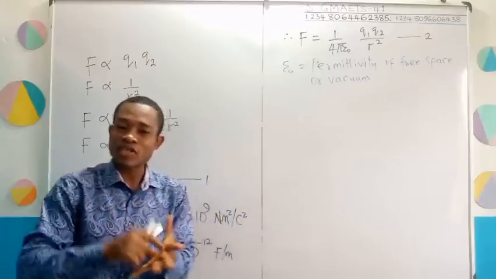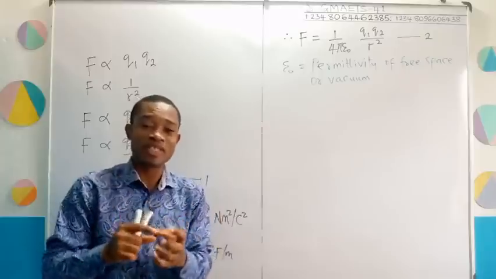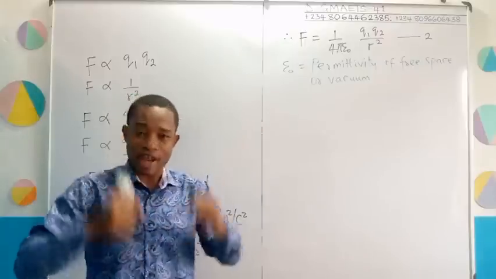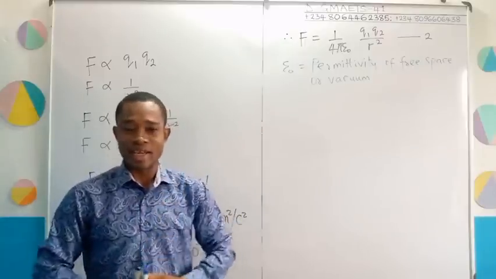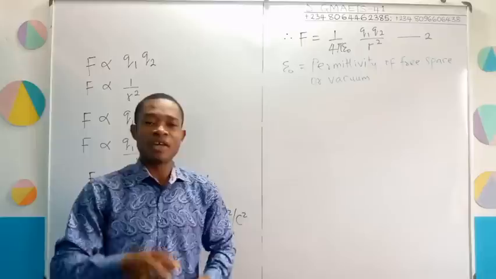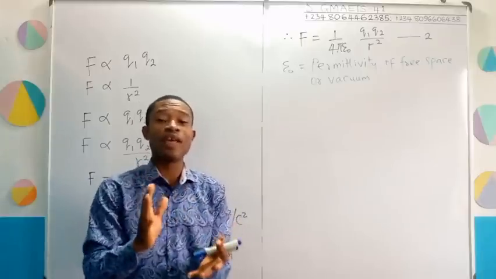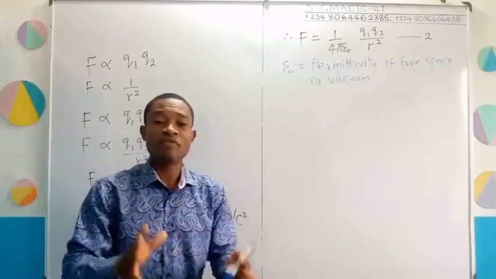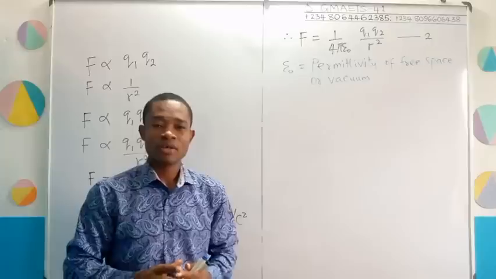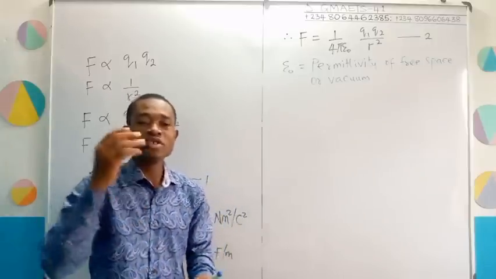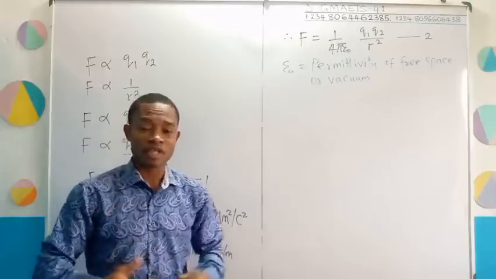This dielectric constant, also known as relative permittivity, is the value of the dielectric for a particular medium. I want us to look at a situation whereby the charges are no longer placed in free space. They are no longer in vacuum. These charges are now placed in a medium, and you know the dielectric constant of the medium.